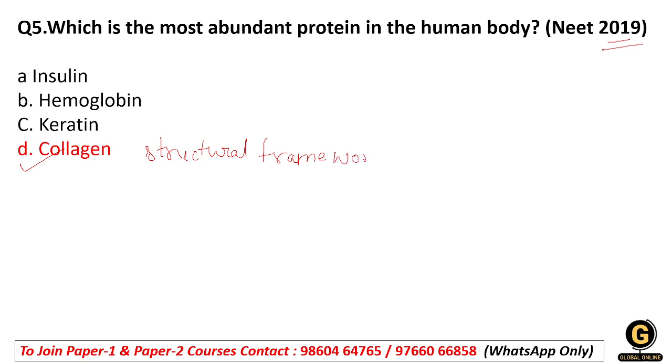Where is this collagen found? In the connective tissues, bone and skin. Right? So it is an abundant protein in bones, skin, connective tissue. Yes, so the right answer is D, that is collagen is the abundant protein in the human body.